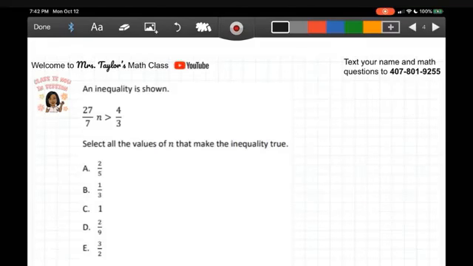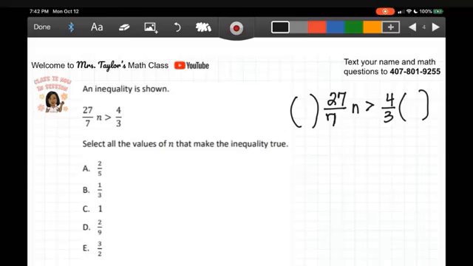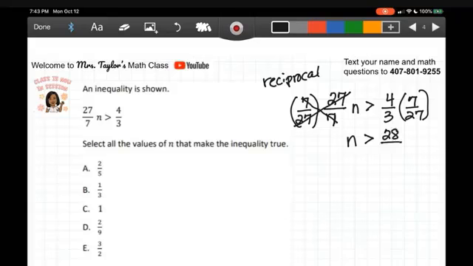So let me rewrite this question. We have 2/7 n, and it's greater than 4/3. I want to multiply both sides by the reciprocal, and that's going to be 7 over 2. And I did say reciprocal. On the left-hand side, they cancel out to equal 1n or n, and that's going to be greater than 28 over 81.